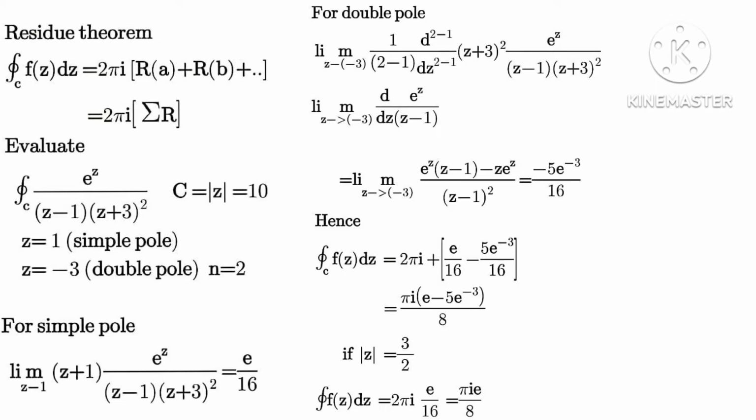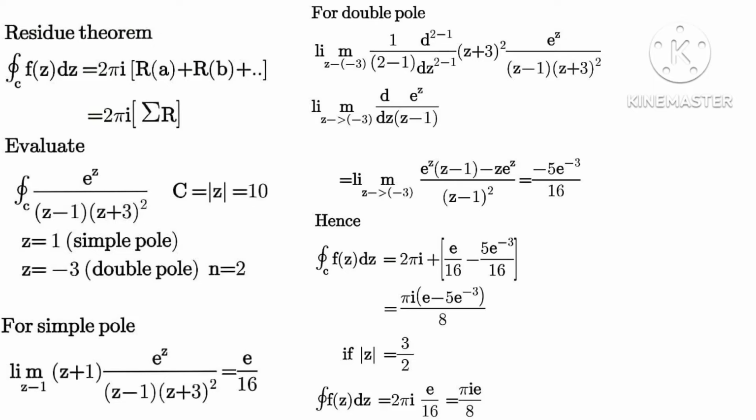Then we arrive at, for the simple pole, when z equals 1, we have our answer to be e over 16. Then for the double pole as well, when we solve, we have our final answer to be that. So we have our final answer to be pi i e open bracket e minus 5 e raised to power minus 3 over 8. So you notice that after looking for our residues, we add our residues together times 2 pi i. So take note of that.